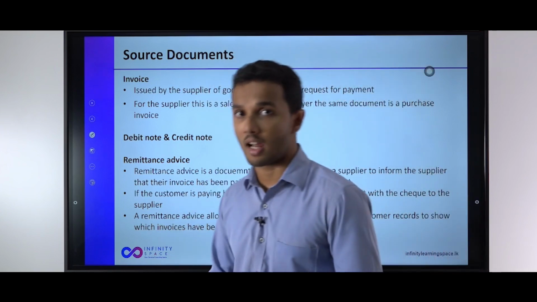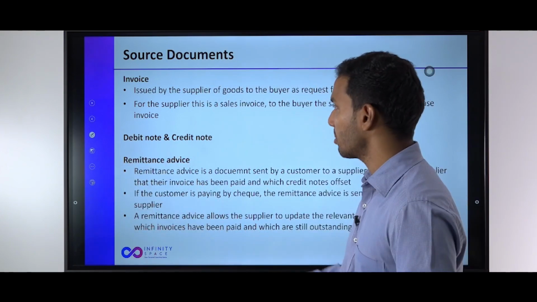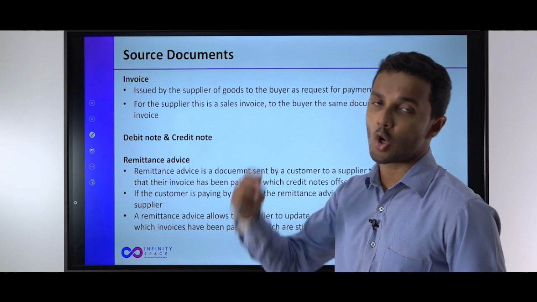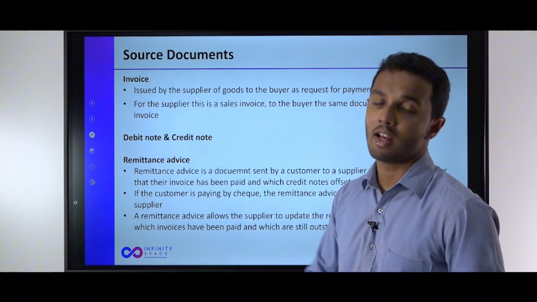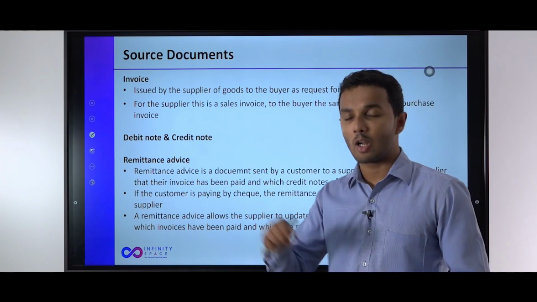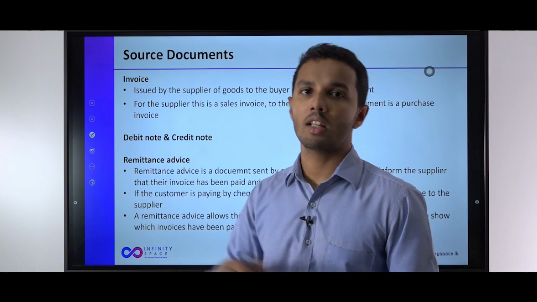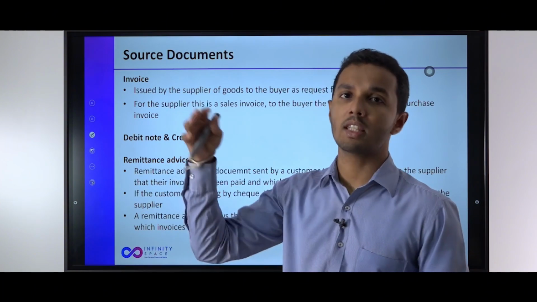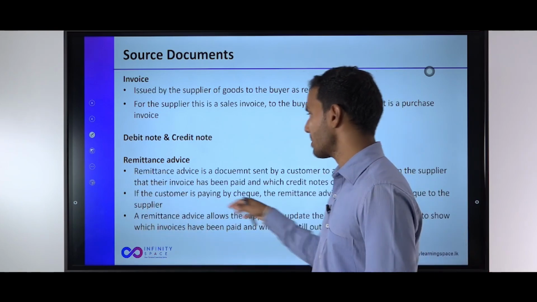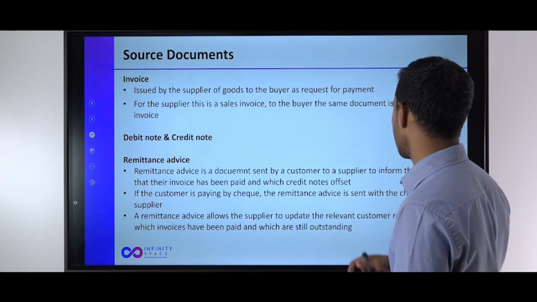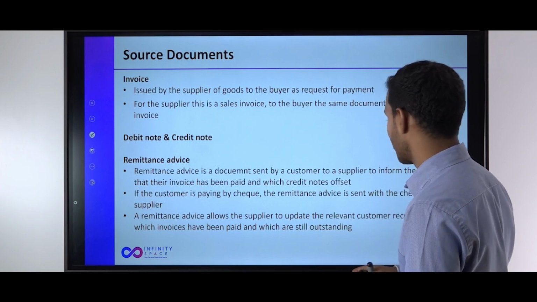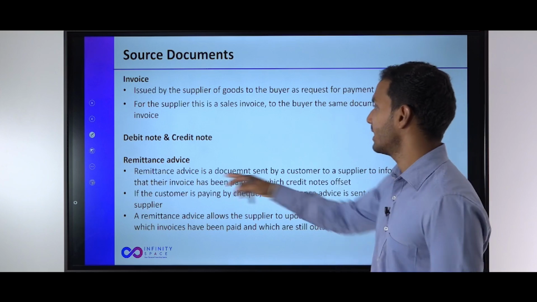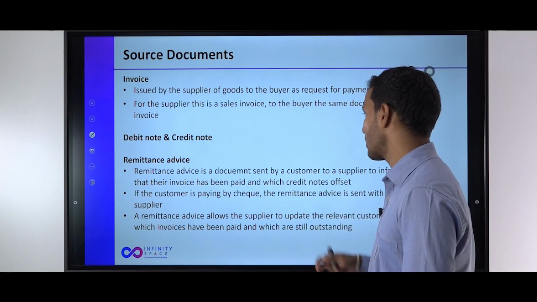After the payment is done, the customer will send a document called the remittance advice telling the supplier that the payment has been made. So it's normally sent with the payment itself. If the customer is paying by check, along with the check, the customer will also send a remittance advice, a document formally saying that this is the payment for this invoice. If the customer is paying by check, the remittance advice is sent with the check to the supplier, right? So again, it basically informs the supplier that the invoices have been paid and which credit notes offset.